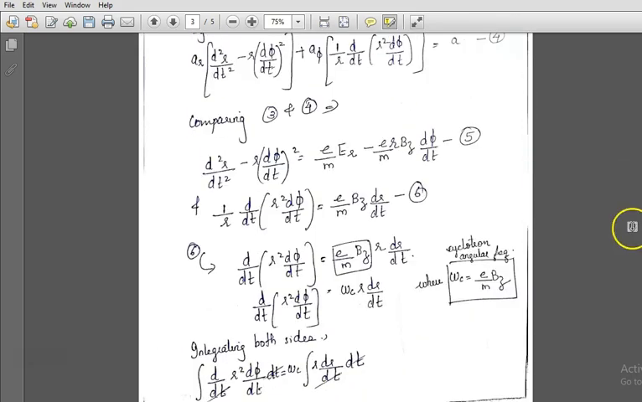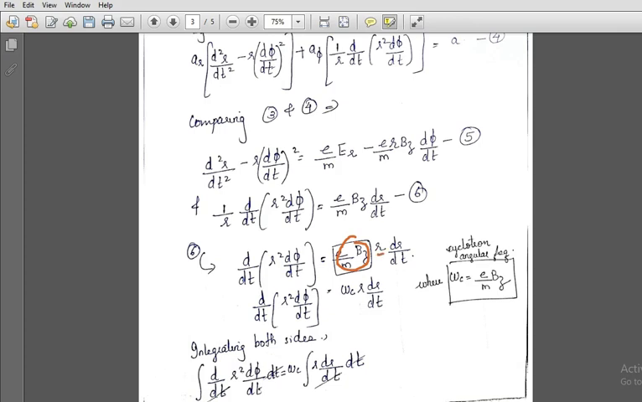In equation 6, the term E by M into BZ, we are representing with a different term, omega C, where omega C is called the cyclotron angular frequency. Please remember this term: E by M BZ is denoted by omega C, the cyclotron angular frequency. So the same equation can be rewritten as d by dt of R square d phi by dt is equal to omega C into R dr by dt.